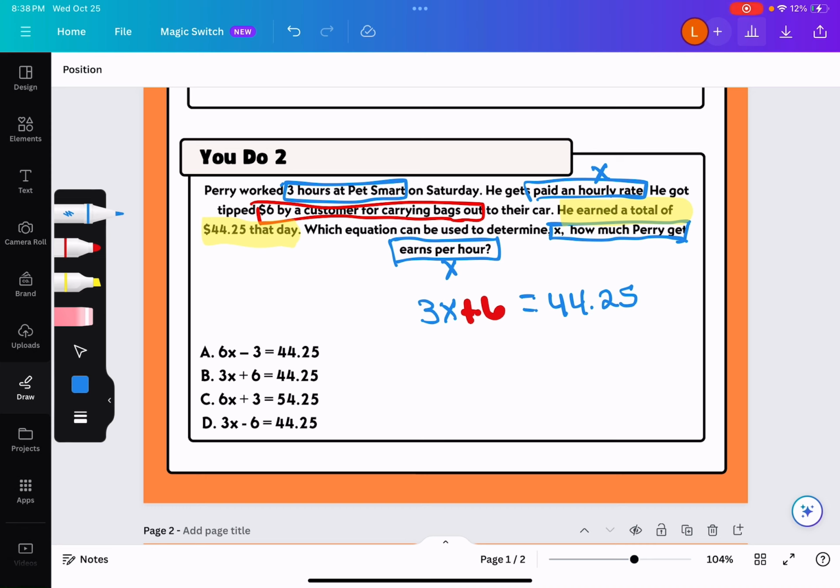Okay. So if you put the 6 with the X, think about it. It says how much Perry earns per hour. So 3 is a number that goes with hours. It says 3 hours. So that's the one that you should have had with your X. Okay.